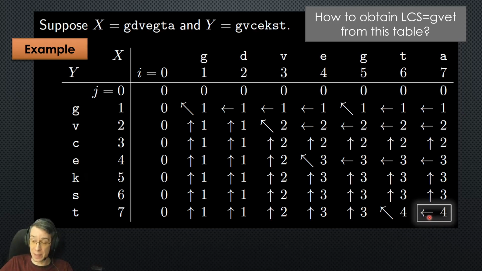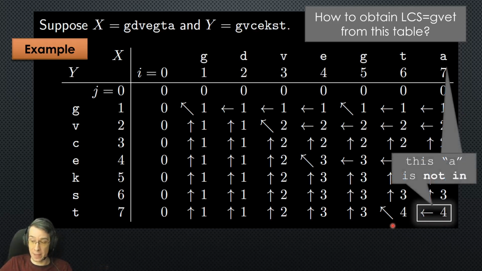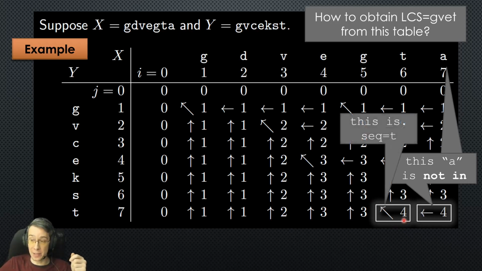So we'll start here. This arrow says we should go to the left, so we'll decrement i and we'll go to the left. And then the fact that we're going left here means this A is not in the LCS. Okay, we're only saying something belongs in the LCS when we go up left, because that's the case where the xi and yj are equal, and we take that letter xi to be part of the LCS.